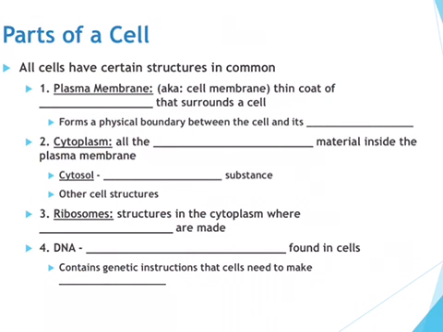All cells have certain structures in common, including the plasma membrane, the cytoplasm, the cytosol, ribosomes, and some type of nucleic acid. The plasma membrane, also called the cell membrane, is a thin coat of lipids that surrounds the cell. This forms a physical boundary between the cell and its environment.